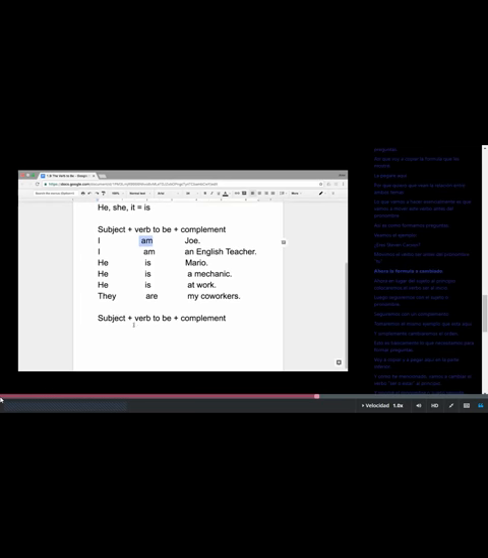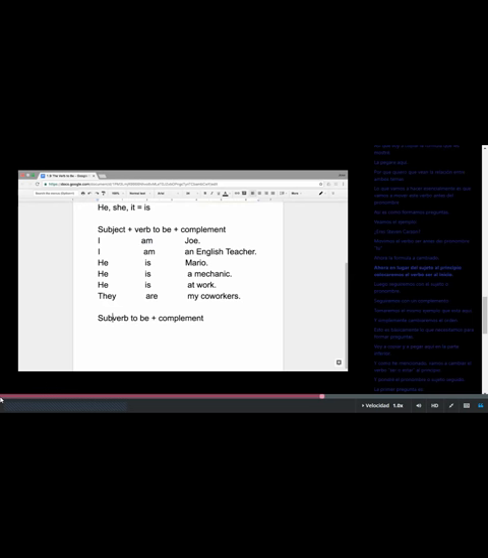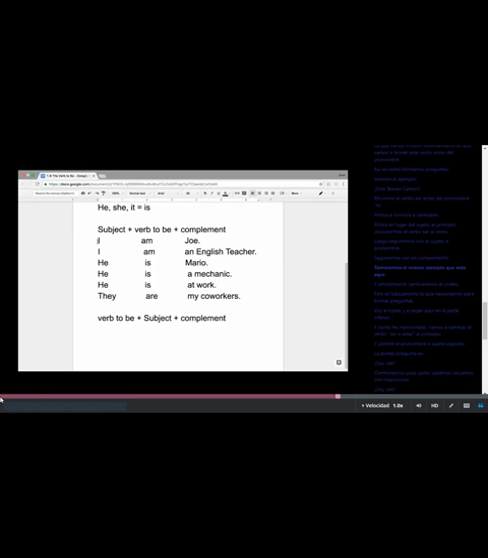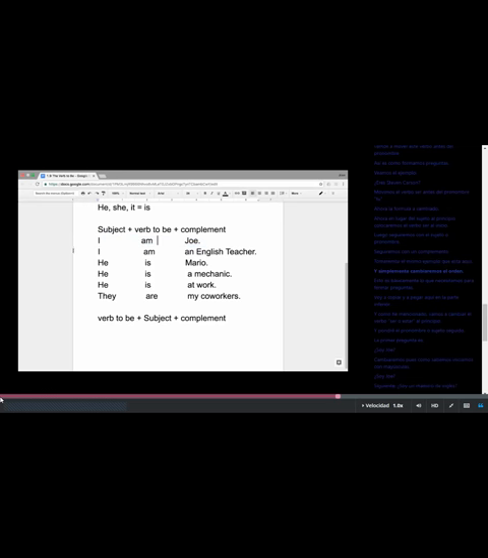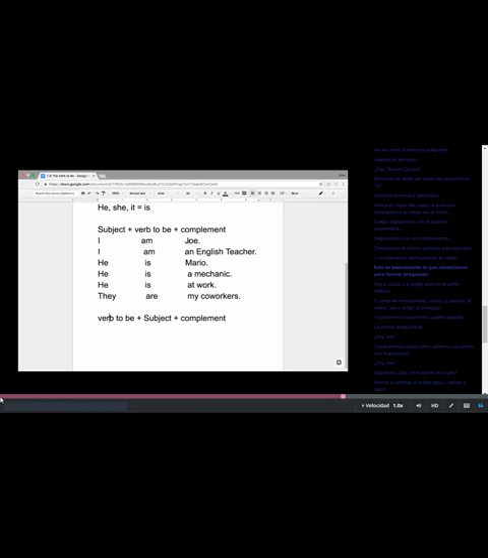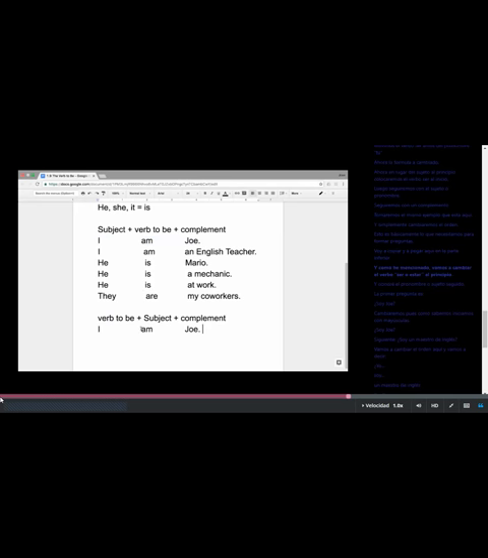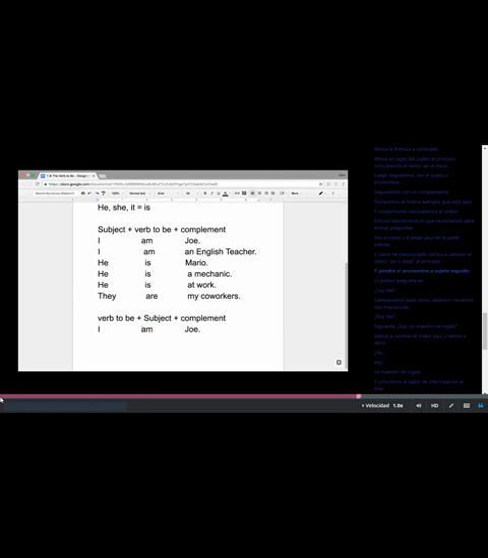Okay, so our formula needs to change. Now, instead of the subject at the beginning, we're going to say that it's the verb to be at the beginning. And then the subject or the pronoun, and then it's going to follow some kind of complement. So we're going to take the same examples here and simply change the order. And that's basically how we form questions. So I'm going to copy this and paste it here at the bottom. And as I mentioned, we're going to move the verb to be to the beginning and put the pronoun after it. So let's look at that. This one changes here. And there we go.